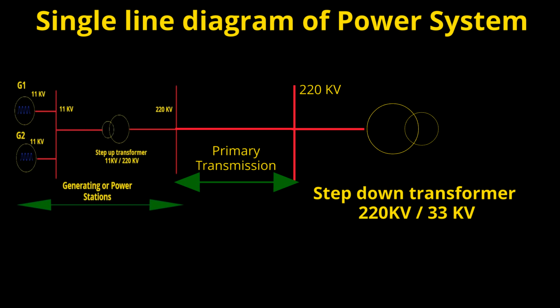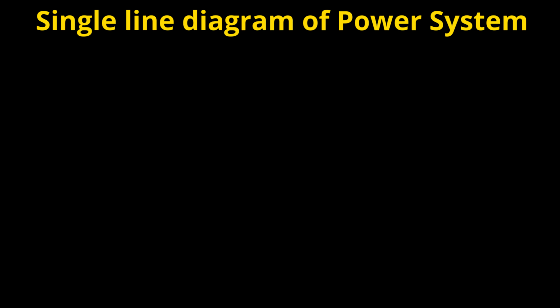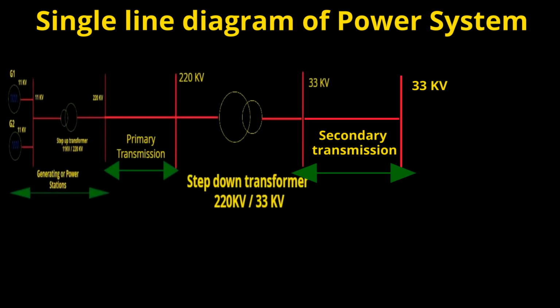After the primary transmission, the 220 kilovolts will be stepped down to 33 kilovolts by using step-down transformer. And so as the secondary voltage is 33 kilovolts, the bus at secondary side of transformer will also be now 33 kilovolts. And now this 33 kV transmission is said to be secondary transmission, and the distance of the transmission is quite less when compared to the primary transmission, which is of around 220 kilovolts.